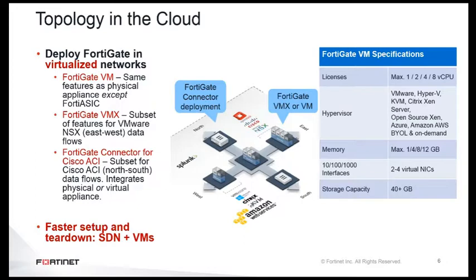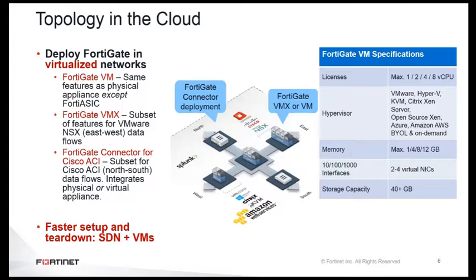Also, trading some performance for other benefits may be worth it. You can benefit from faster network and appliance deployment and teardown. FortiGate VMX and the FortiGate connector for Cisco ACI are specialized versions of FortiOS and an API that allows you to orchestrate rapid network changes through standards such as OpenStack for software-defined networking, SDN.